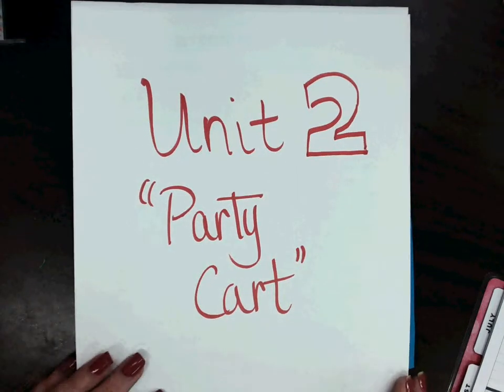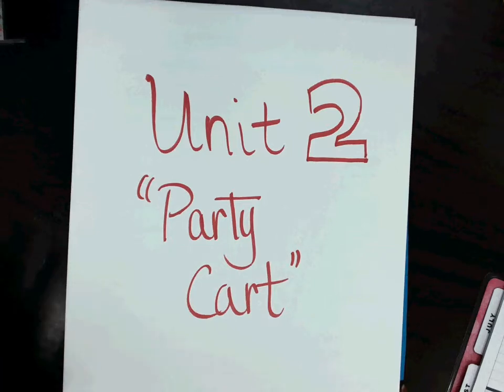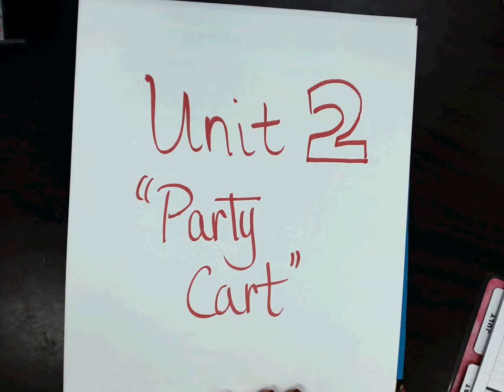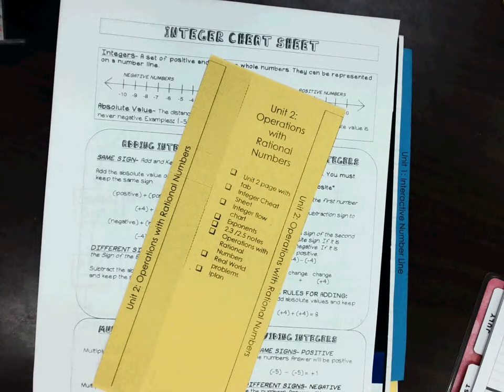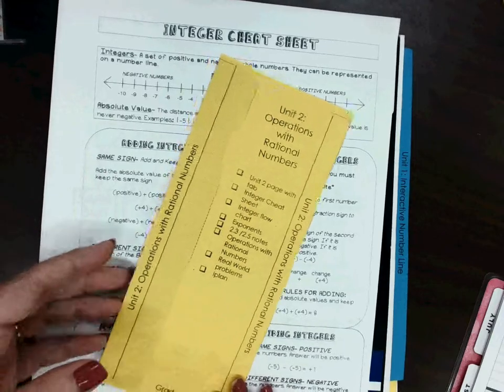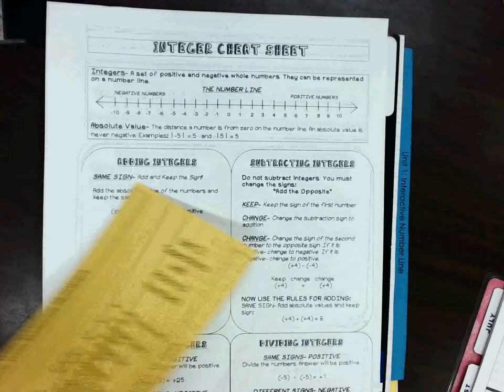So it's time for a new unit, and that always makes me so happy. Some of the best beginnings are when we're launching a new unit. In order to get ready to start your Unit 2, you're going to need a yellow tab, and this year it happens to be yellow. You may have a different colored one, but it's definitely one that says Unit 2, Operations with Rational Numbers.